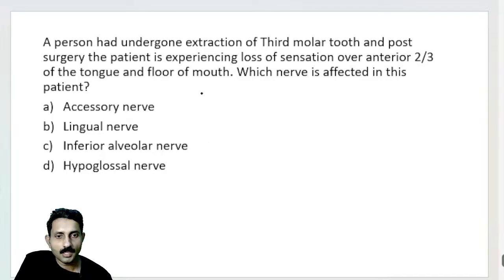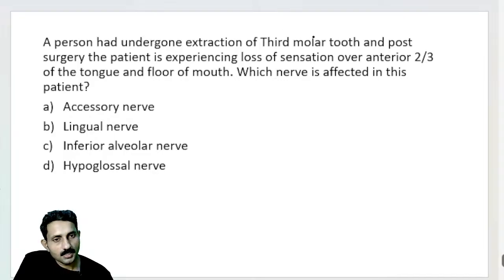What is the question? The patient has undergone an extraction of the third molar tooth. It's called the wisdom tooth. Usually it appears after 23-25 years. We get wisdom by 23-24, though in some people it may not come at all. Now if it has been impacted, usually we will take it out. That is called extraction of the third molar tooth.